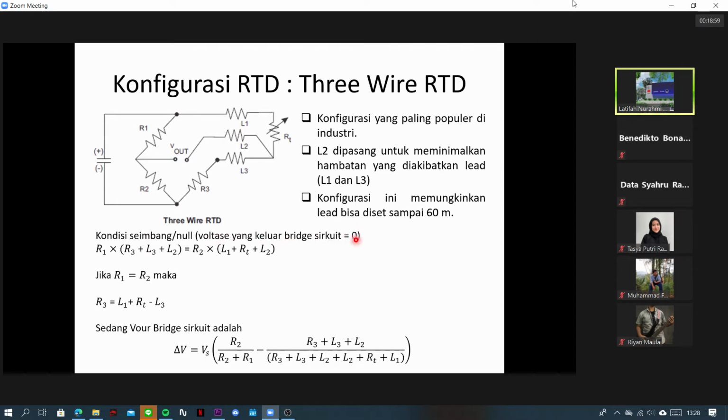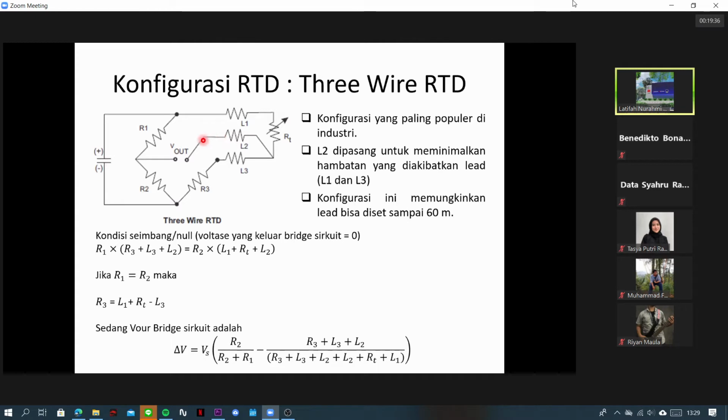In the null condition, the balance condition, the equilibrium, the output voltage should be equal to 0. By recalling the previous equations, we may get this. If you still remember, R1 times R3, L3, L2. Why? Because we consider only this point. That's why we only have this. And the other one is L1, L2, which is coming to the upper parts, coming from here.